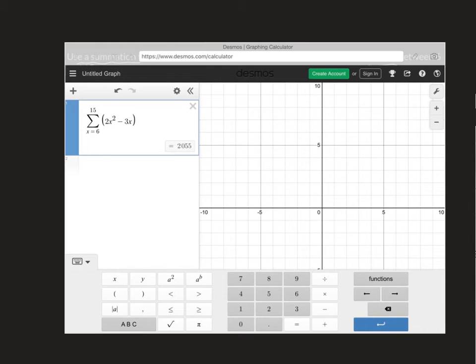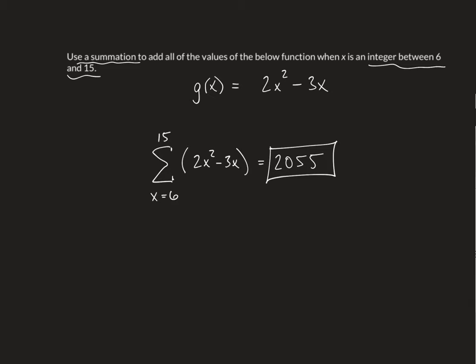So this would have taken some time if I had done it by hand because it's a pretty large number. So if I plug in a 6 and then a 7 and then an 8 and all the way up to 15 and then I add all those together, I get 2,055. So it's important that I showed how I wrote my sigma function out, what I plugged into my calculator, because obviously the calculator is doing most of the work for you here at this point. But once I've done that, I can just put my final answer here.